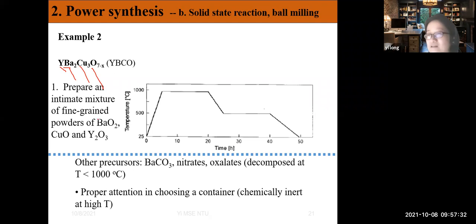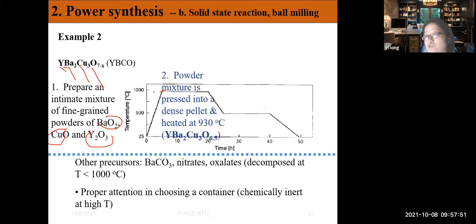So we just add a bit of barium oxide, copper oxide, and yttrium oxide. You put these three things together and ball mill them. Okay, mix them very well. Then you heat up to roughly 1000 degrees. Okay, so you heat up here.